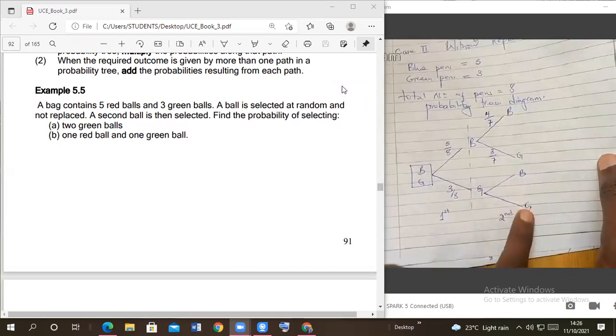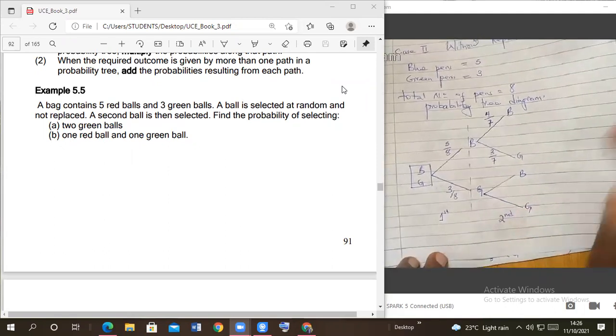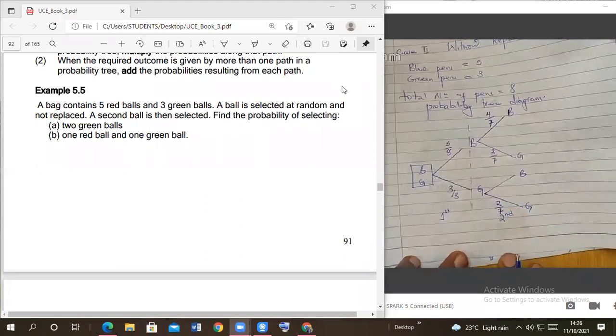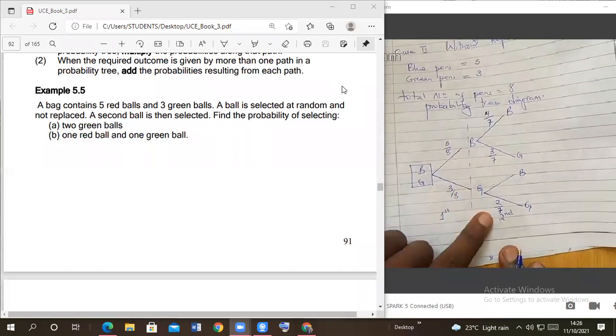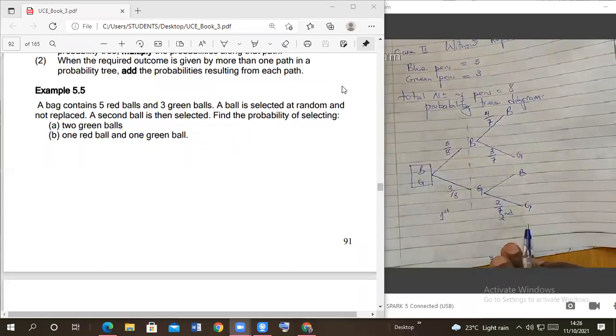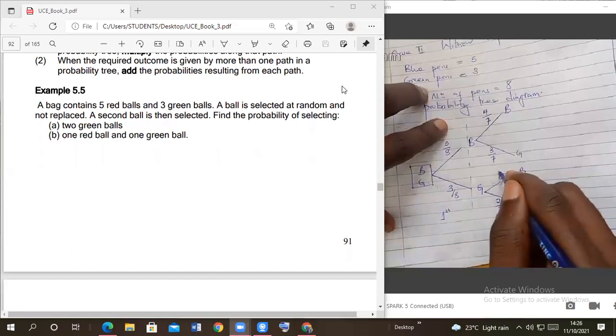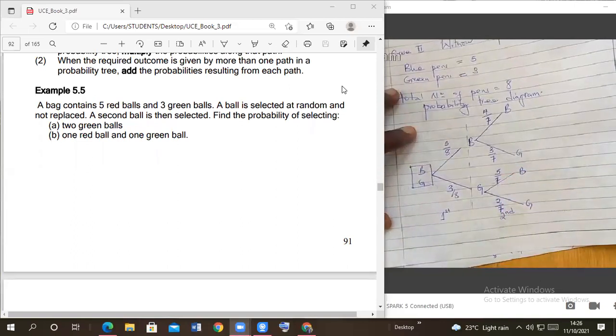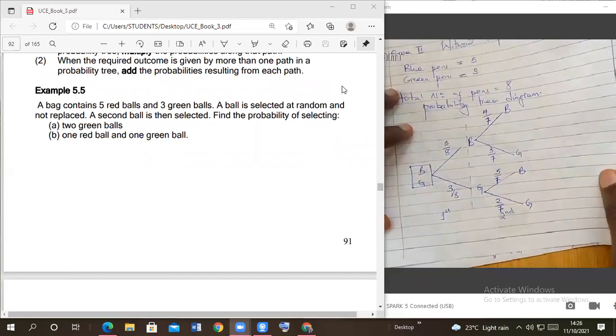Then you do the same in the second branch. Assume that you have picked green. Then green will be 2 out of 7, because there were 3. You did not pick blue, so blue will still remain 5. It will be 5 out of 7. Like that.